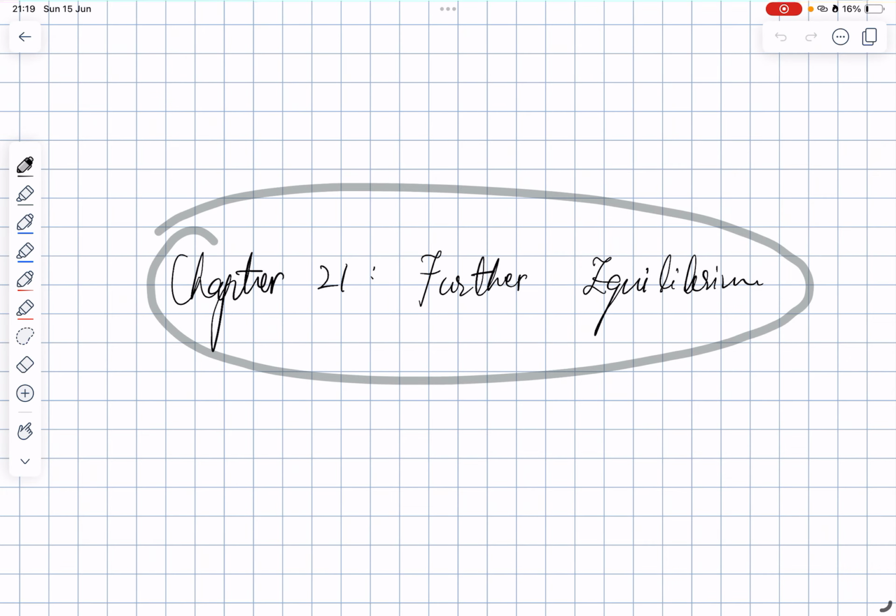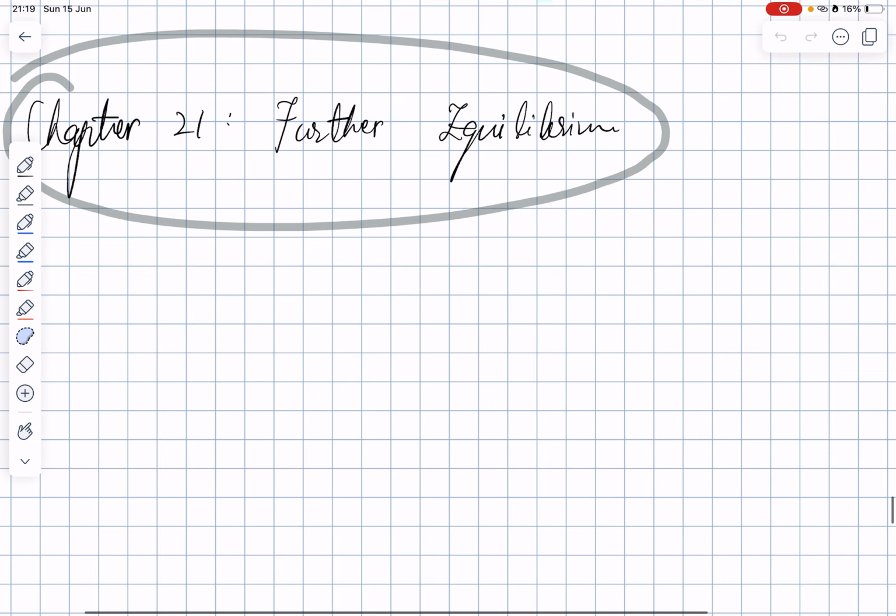Okay, guys, good night. Today we are starting chapter 22. No, sorry, chapter 21 of our A-level chemistry dynamics. It's further equilibrium, as you can see on the screen, in the middle of the screen.